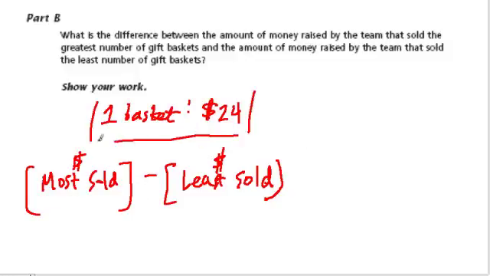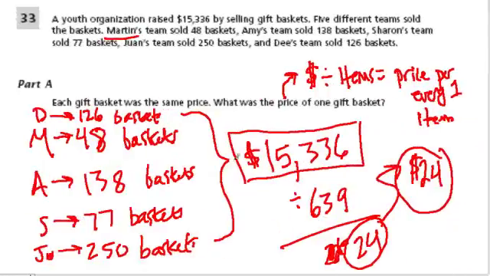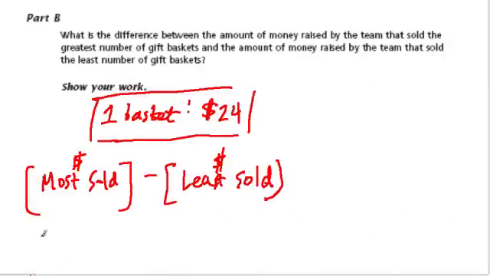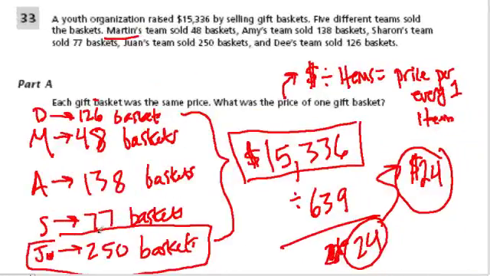So let's just go back and figure out what that is. Who was the most and who was the least? The most looked like Juan's team. So they sold 250 baskets. So that's here. We have 250 baskets. We want to know how much money that is. We don't know that yet. Minus the least. The smallest looks like 48, and that's Martin's team.